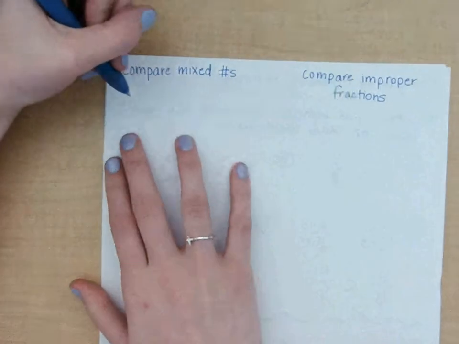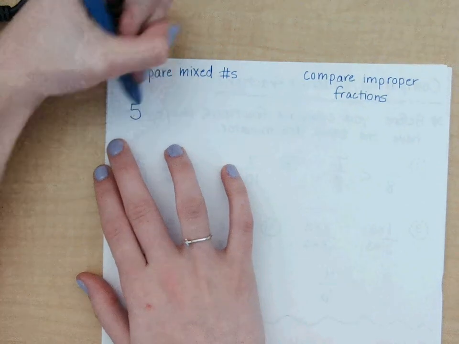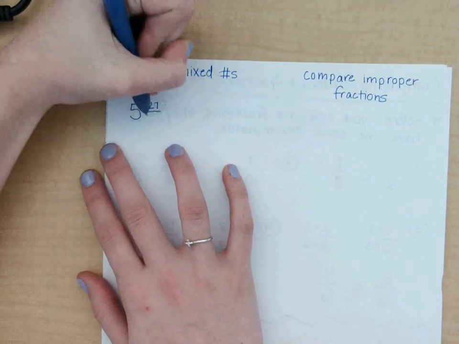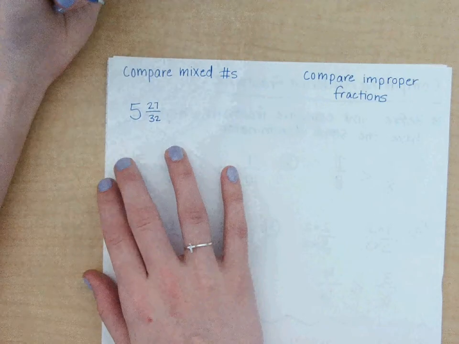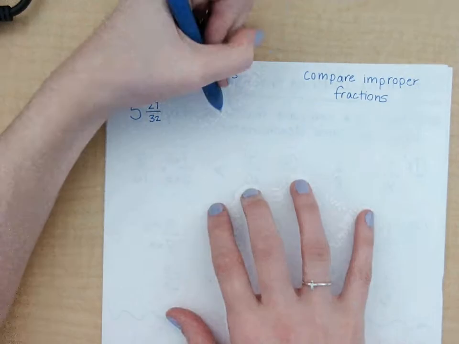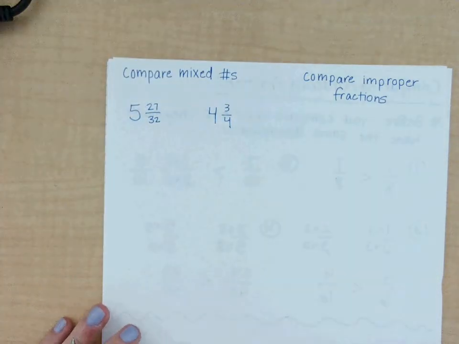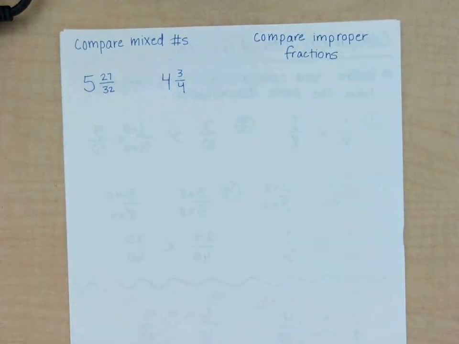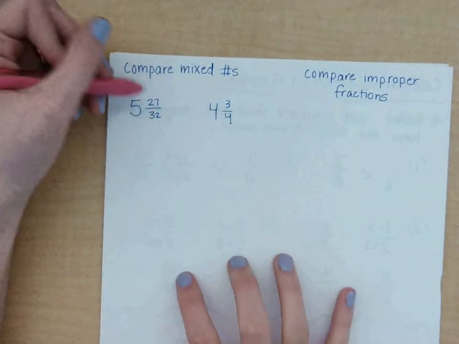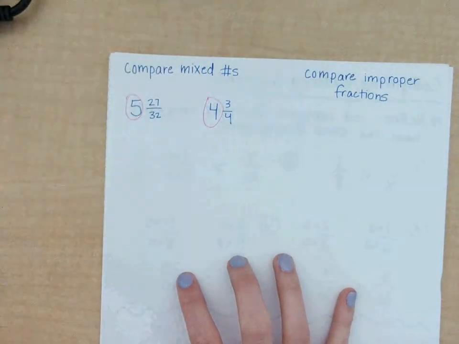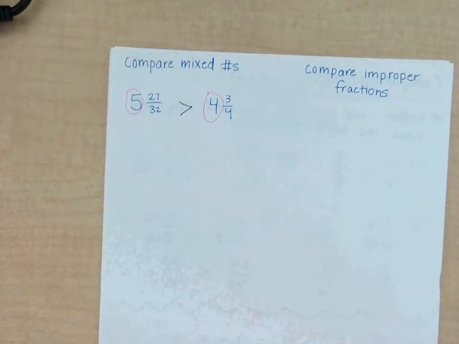So let's say I were to give you 5 and 27/32, and 4 and 3/4. Okay, right off the bat, what gives this away and makes it really easy to compare? The whole number. You don't even have to look at the fraction. You can just look at that whole number and automatically know that one's going to be larger.